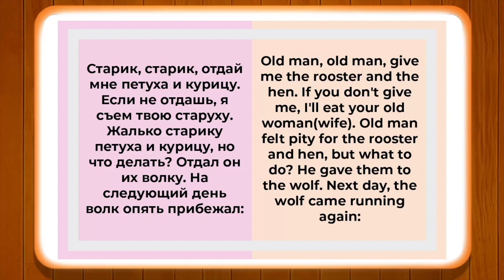Let's see the next sentence. Если не отдашь я съем твою старуху. Here, если is a conditional word that means if. Не отдашь, here between не and отдашь, the word ты, meaning you, is not given, it is missing. That is because in Russian we generally use such expressions with the help of conjugated verbs. So here the verb отдать is conjugated as отдашь.